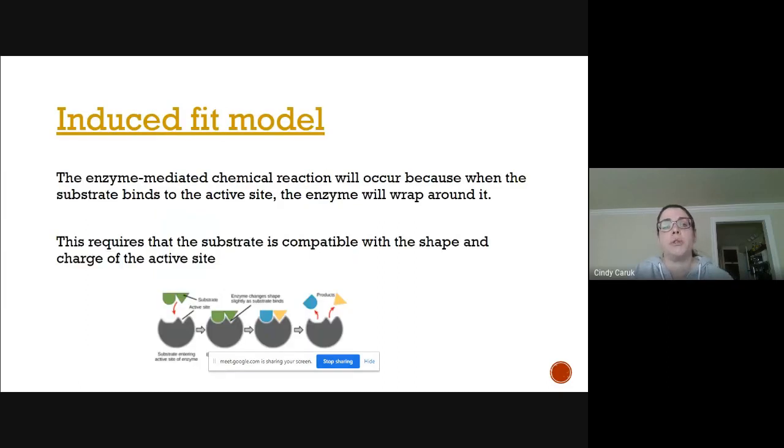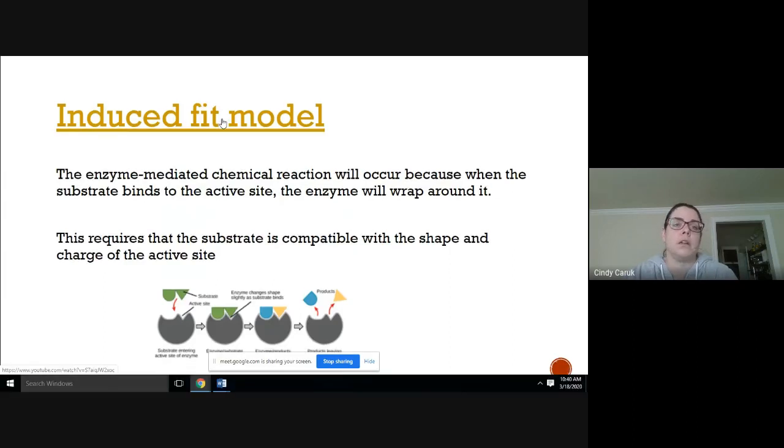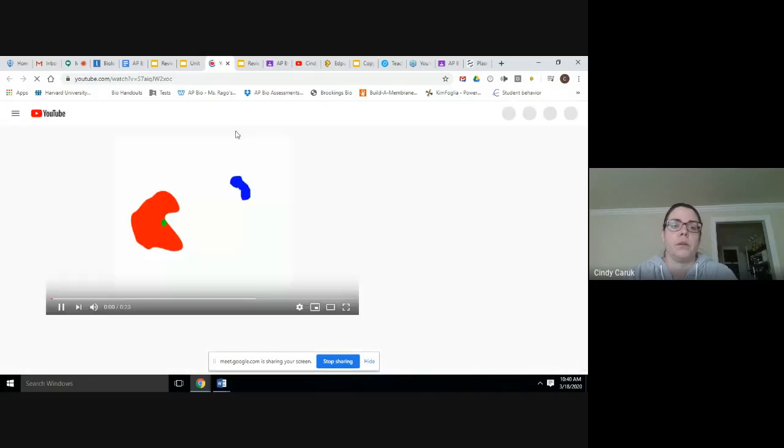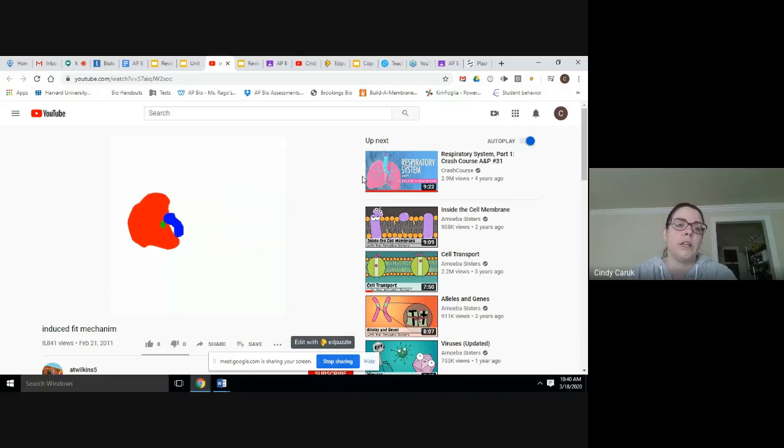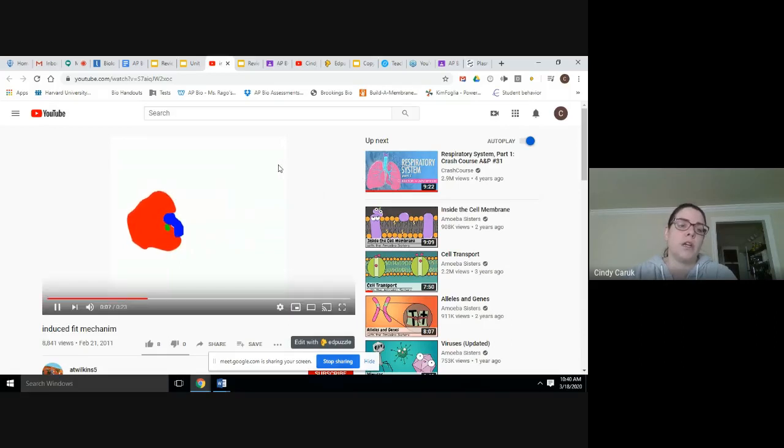How they work is the induced fit model. It's like a handshake. That's what we usually use. So they come together, and they have to be compatible with the shape and charge at the active site, and then they wrap around each other. Okay. So I'm going to show you a quick video on it, just so that you can help visualize it. There we go. So you can see the enzyme in red, and then you see the substrate in blue, and you see the enzyme wraps around that substrate, and that's your induced fit.